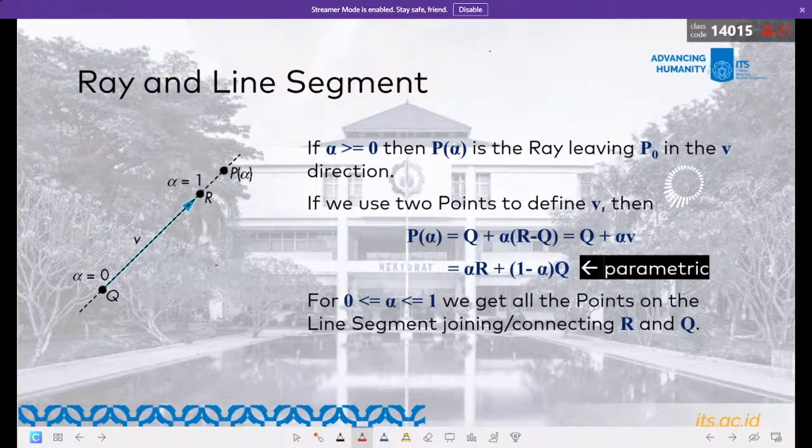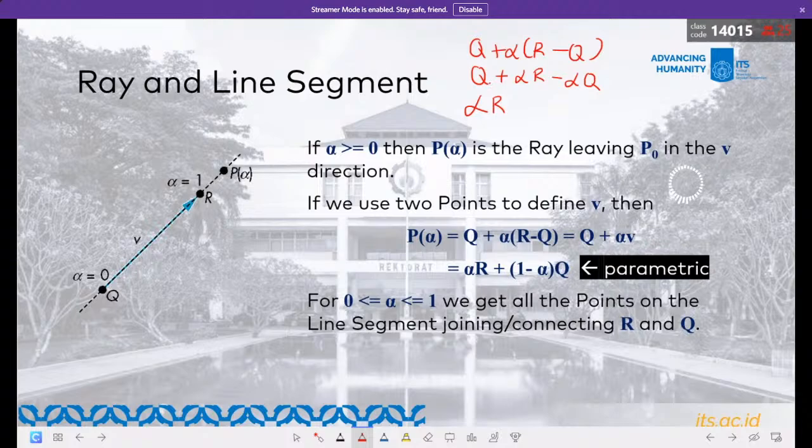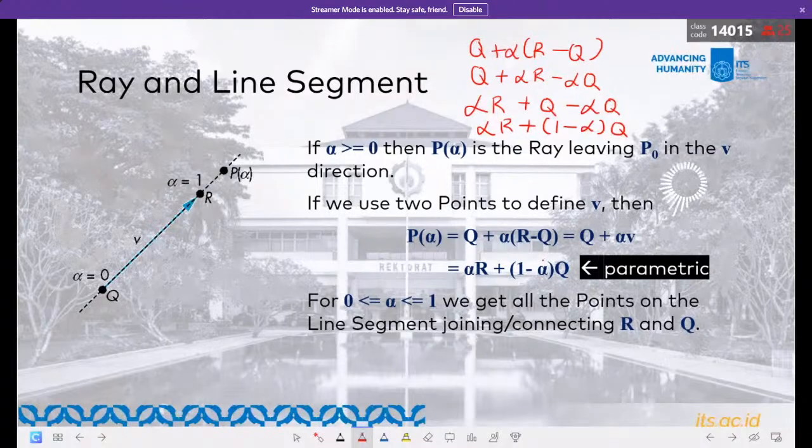So Q plus alpha times R minus Q is actually something like this, right? Minus alpha Q. You can shift this alpha R to the front and then put this Q on the right side of the alpha R, and you have this. So in other terms, you can also write it this way. And actually this is the parametric format.